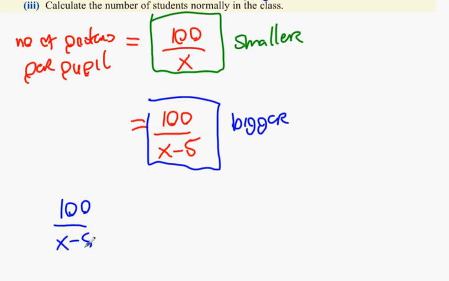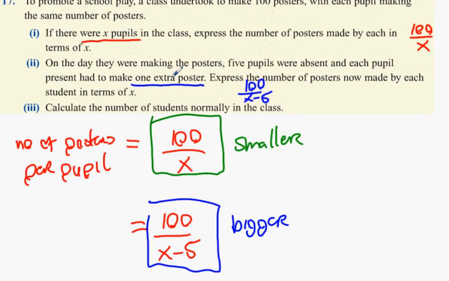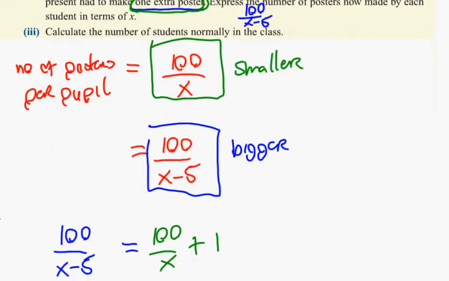100 over x minus 5 is the bigger number. So it's already one bigger. So to balance this up, guys, you get the smaller number and you add on 1 because you're told it's 1 smaller. Does everybody know where I found out that it was 1 smaller? Can you see the language? There. See this part here? 1 extra poster. That means that our answer in part 1 is a smaller number than our new number, which is the blue one. Okay? So therefore the bigger number equals the smaller number plus 1.